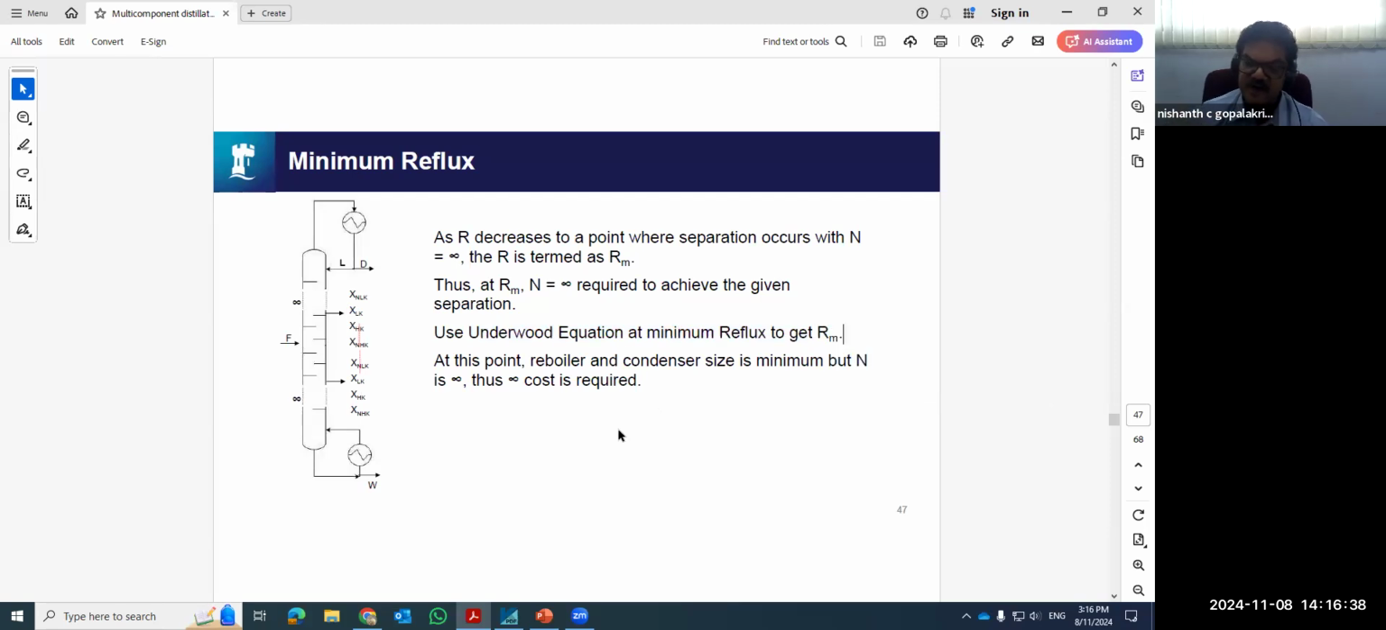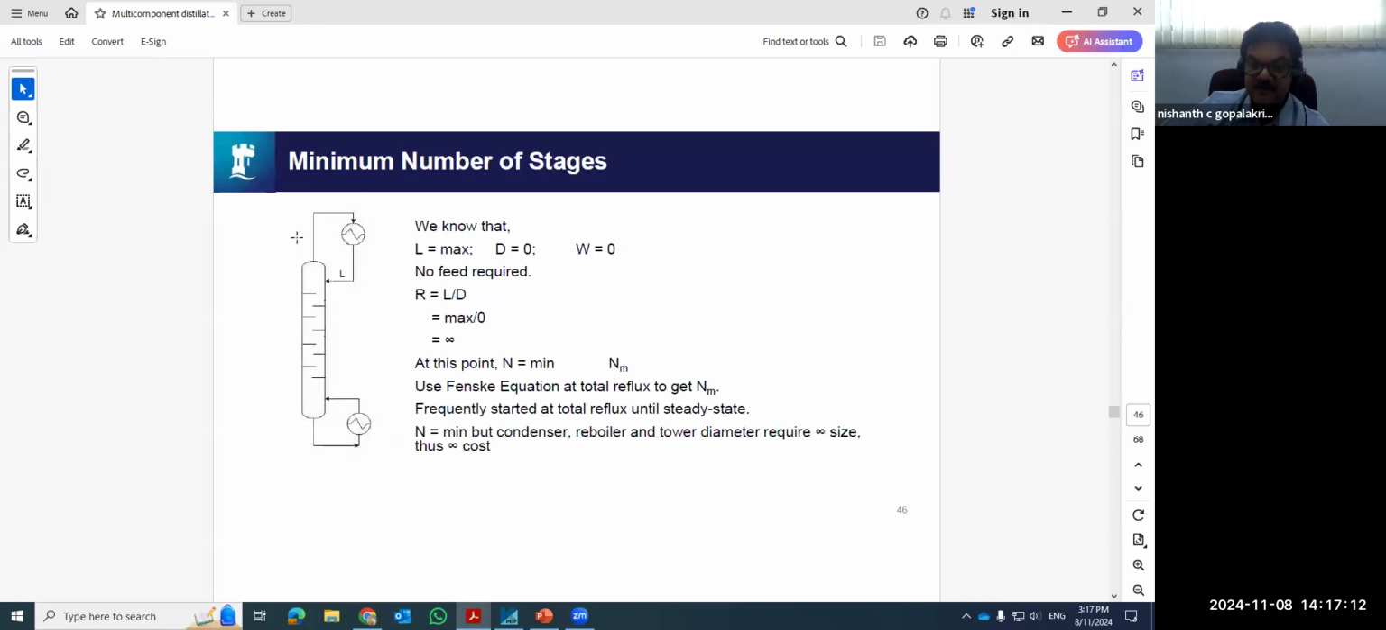So try to imagine what will happen if we operate a column with minimum reflux. When we use minimum reflux, the condenser size would be small because the reflux is minimum, and the reboiler size also is small, again, because we need to condense minimum vapor. But the problem is the number of stages becomes infinite. Because of that, the cost of the column is also infinite. The other way to say that is, if you run a column at minimum reflux, our column would be infinitely tall, but the diameter would be smaller. Whereas if we run this column with minimum number of stages, the height of the column would be small, but the diameter would be infinitely large.